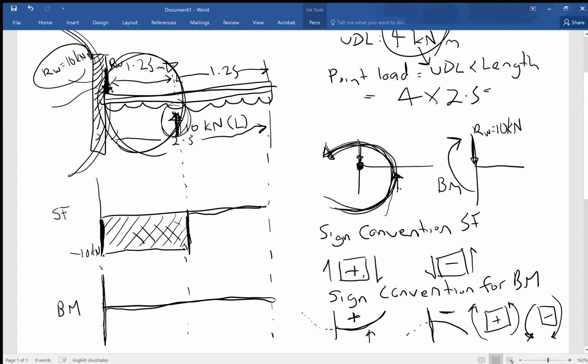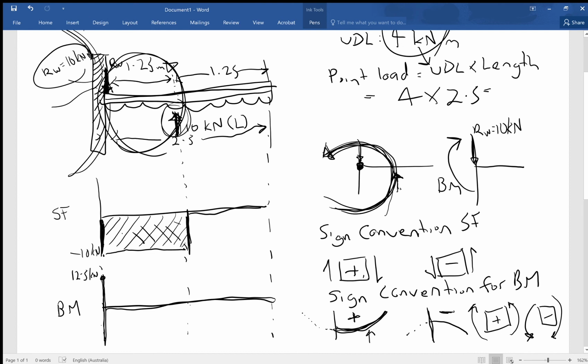Okay, so looking at this particular drawing here, we know that we have a smiley beam. Okay, so it's going to be a positive value. So we basically say 1.25 times 10 is going to give us a value of positive 12.5 kilonewton metres. Okay, now that value of 12.5 doesn't go straight across.